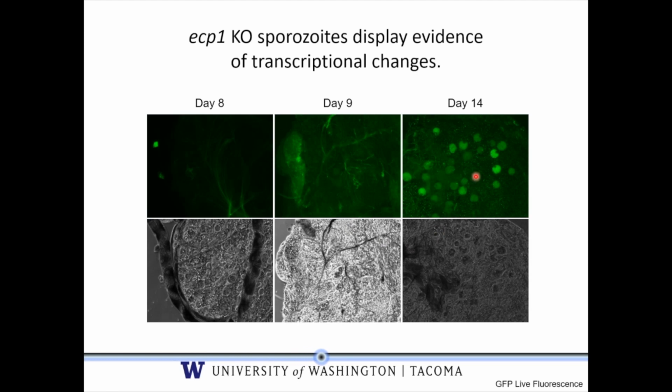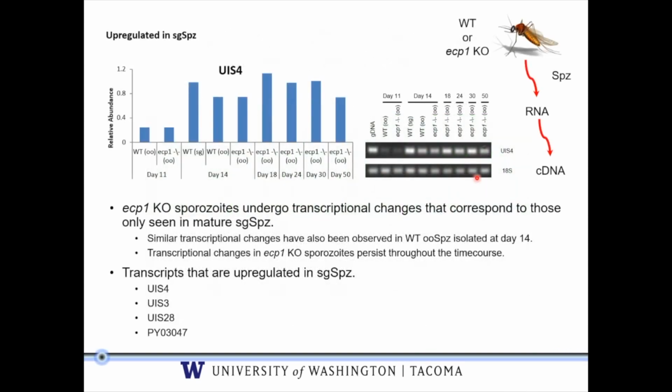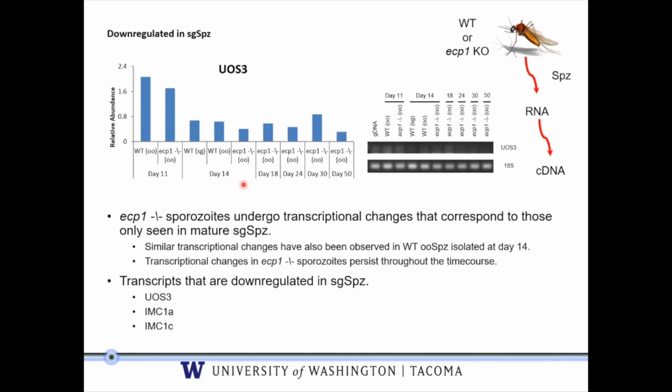However, by day 14, despite the fact that these sporozoites are indeed trapped within the midgut oocyst, you do see GFP expression, implying that those UIS genes are indeed being expressed, despite the fact that they are not in the salivary glands. Now, to quantify that pretty picture, we took RNA extracts from wild-type and ECP1 knockout sporozoites at various time points. And what we found is that the UIS genes that you see here were indeed turned on in our wild type, as well as those ECP1 knockout sporozoites. So despite the fact that they were still trapped in the gut, they still expressed UIS genes.